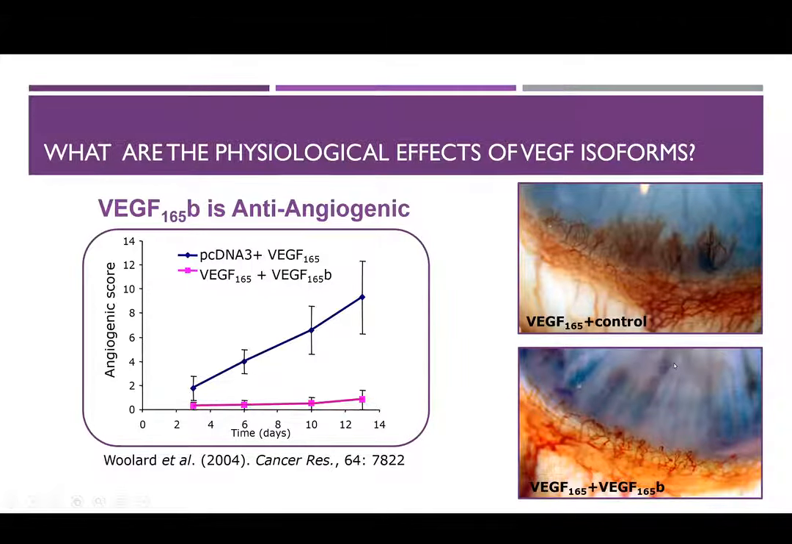And so over a period of the 2 weeks, we can divide those areas up and afford them with an angiogenic score. And that's just shown here in the figure numerically. So where we have the empty pcDNA3 vector and the VEGF 165, the pro-angiogenic isoform, you can see quite a significant angiogenic response, and you don't see that at all in the presence of the anti-angiogenic isoform. So this was our first evidence that there was something happening where with different isoforms we see different cardiovascular effects.